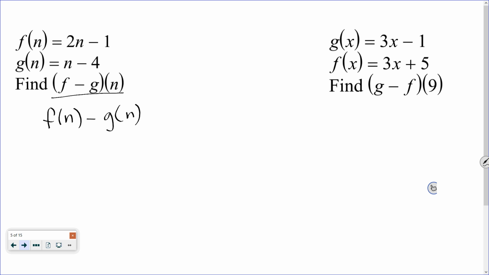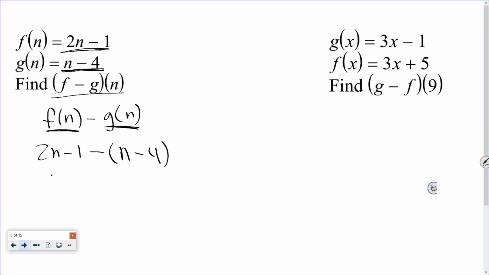Okay, now I don't have a number to plug in, so just replace f of n with what f of n equals up there, which is 2n minus 1, minus g of n. Now this is a tricky part. If you're subtracting n minus 4, I've got to put it in parentheses. And the reason why is because that minus applies not just to the n, but to the minus 4.